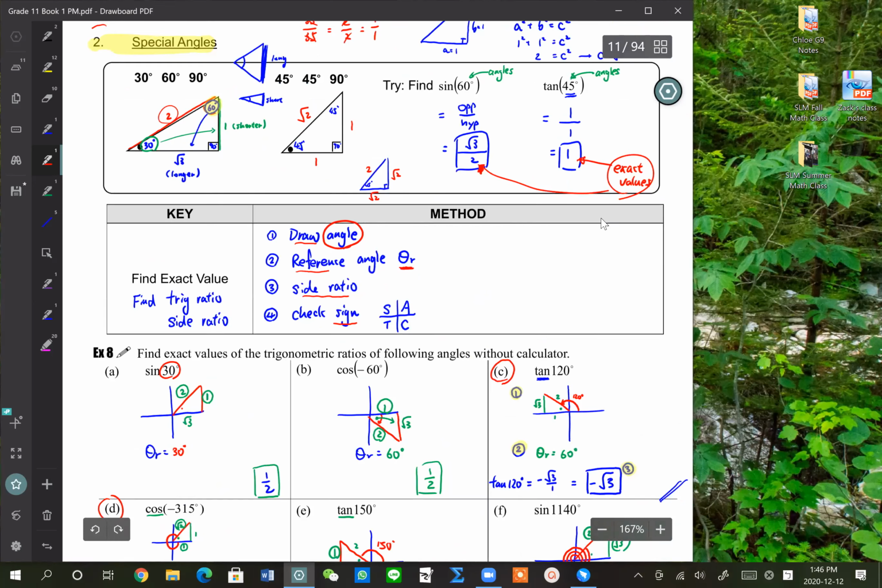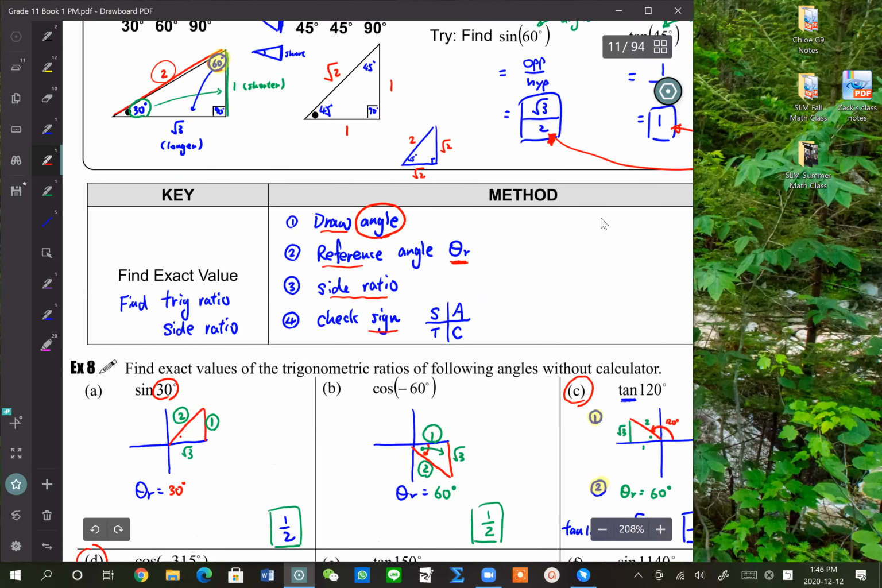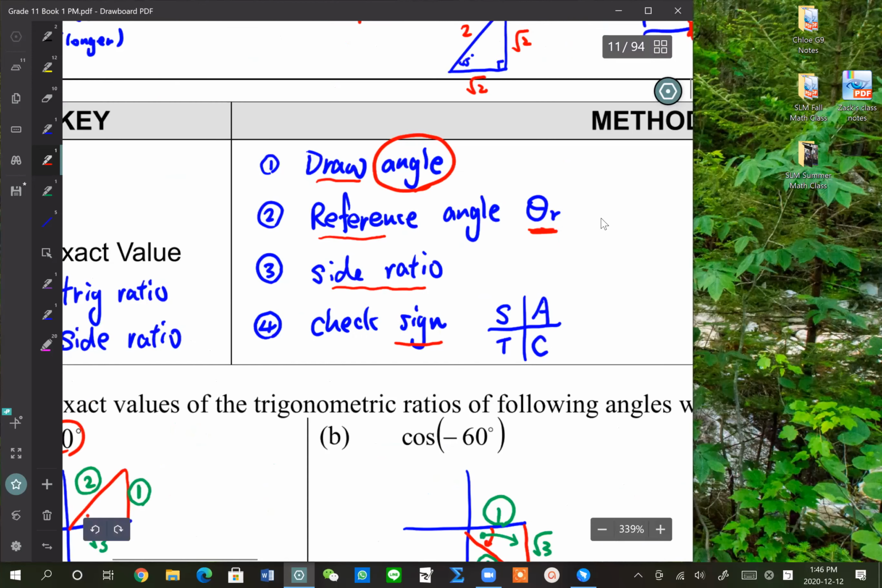And then you check sine, using the All Students Take Calculus chart. Whatever way you memorize, those are the places for positive. A means all positive, and then S means only sine is positive, and then everything else is negative. Sine positive, so this is the chart for positive. Tangent positive in third, cosine positive in fourth.